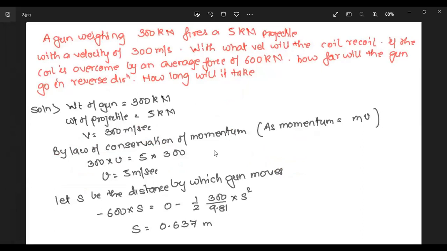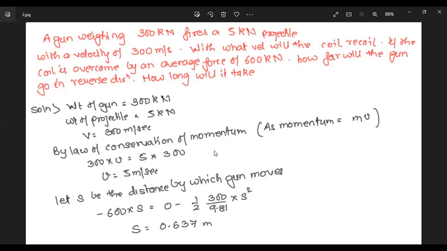With what velocity will the coil recoil? If the coil is overcome by an average force of 600 kilonewton, how far will the gun go in the reverse direction? How long will it take? Now, in this problem, projectile has been written, but there is no application of projectile because we are not studying the motion of a body. We are studying the recoil velocity of a gun.